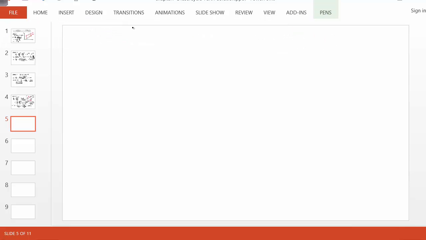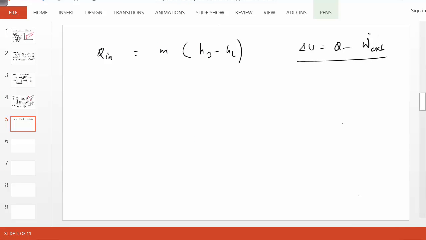So Q in is M times H3 minus H2. Again, recall where it comes from. Delta U equals Q, we all know the energy equation for a closed process. But for a constant pressure process, we can show that this equation simplifies such that delta H equals Q. And from there we get this formula.